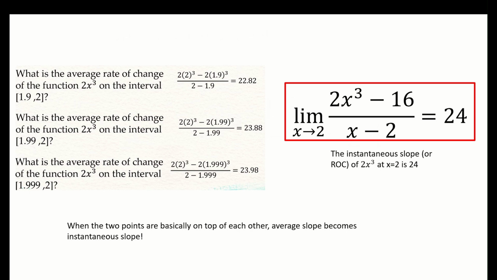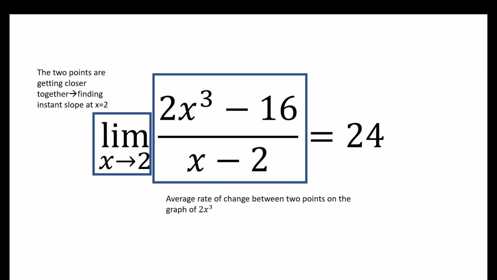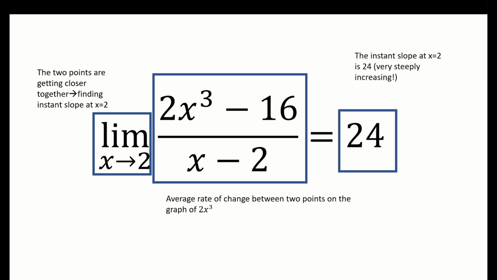So you should copy this down again, or if you already have it copied down, that's great, but we're going to label it in different ways. This first box part is just the average rate of change between 2 points on the graph of 2x cubed. One of those points is (2, 16). The other point is (x, 2x cubed). What we're doing is letting those 2 points become really close together, which is going to give us the instantaneous slope at x equals 2. This equal sign is telling us what the slope is, so it is equal to 24. So this curve is a very steep curve at x equals 2 with a slope of 24.